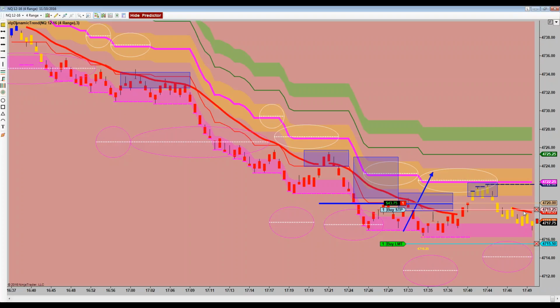This is sort of when you're looking at the trail stops. There's a little bit of finesse to it. It's a little bit of technical expertise and a little bit of feel. There's a little feel to it. Sometimes, and it really depends on the instrument, okay? The Russell is different than oil, right? YM is different than NASDAQ. They're all a little bit different.